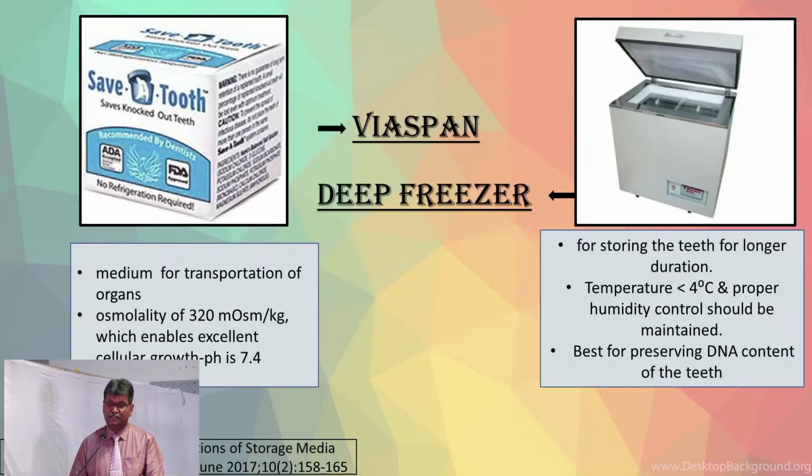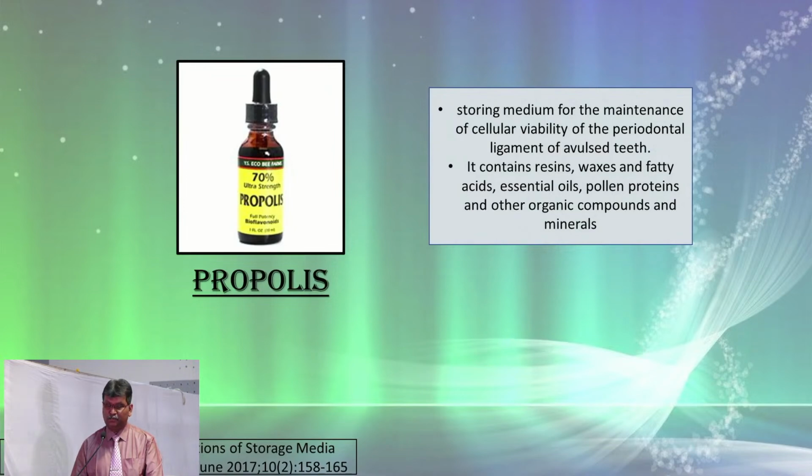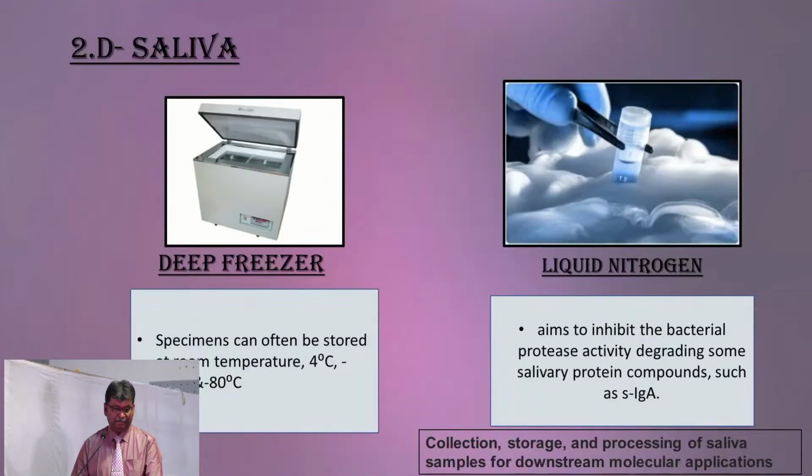Tooth preservation. Saline, of course, is one option, but it is not reliable. Hanks balanced salt solution has been used. This is the best one, where we can save the tooth. And there are other new materials.